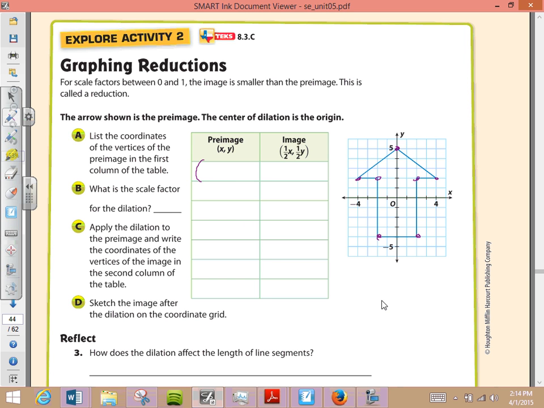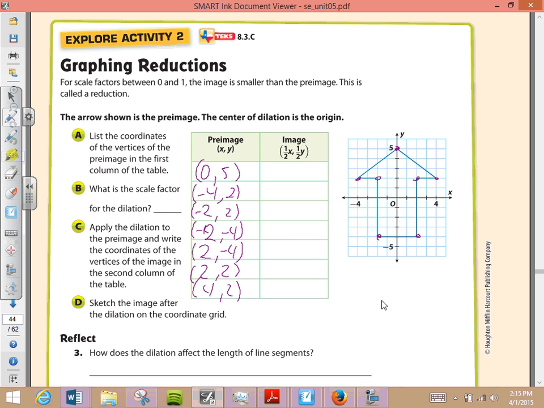So let's find the first one, which is the top. It is a 0 and 5. Then this one right here is -4 and 2. And then -2 and 2. -2 and -4. And then 2 and -4. And then 2 and 2.